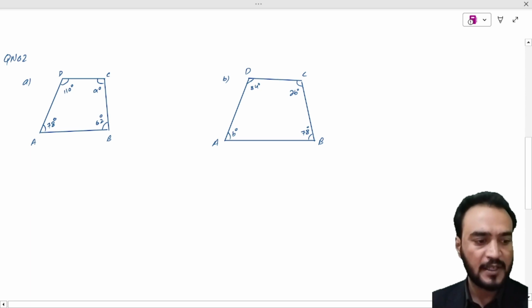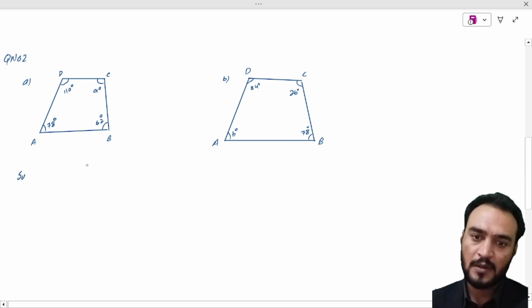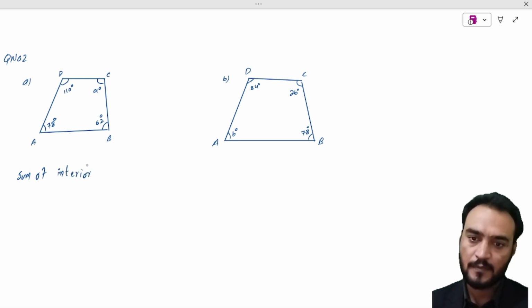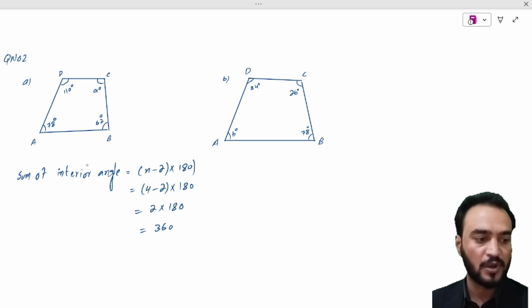As we know that the sum of interior angles of polygon is equals to n minus 2 times 180. This polygon has four sides. A, B, C, D is a quadrilateral with four sides. We put value of n equals to 4. 4 minus 2 times 180. This becomes 2 multiplied by 180 and it becomes 360. The sum of interior angles of this polygon.